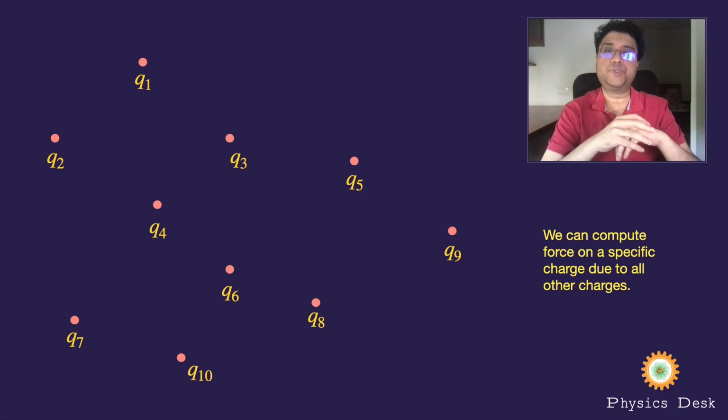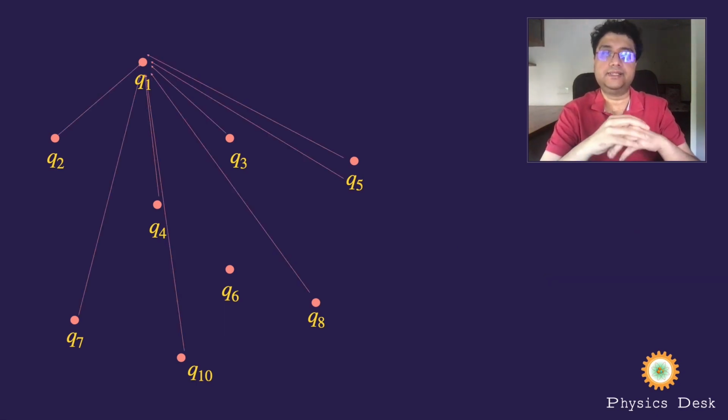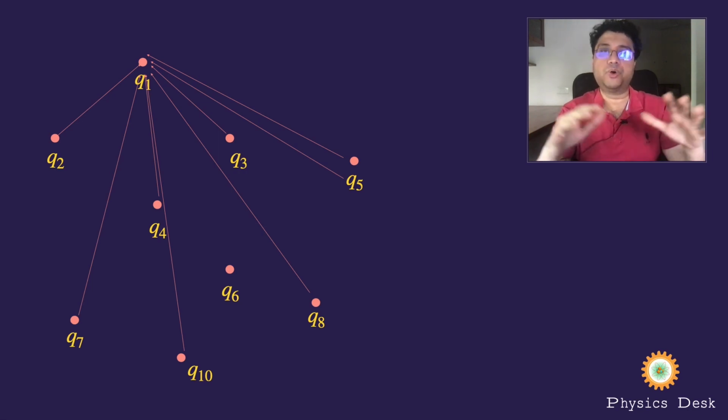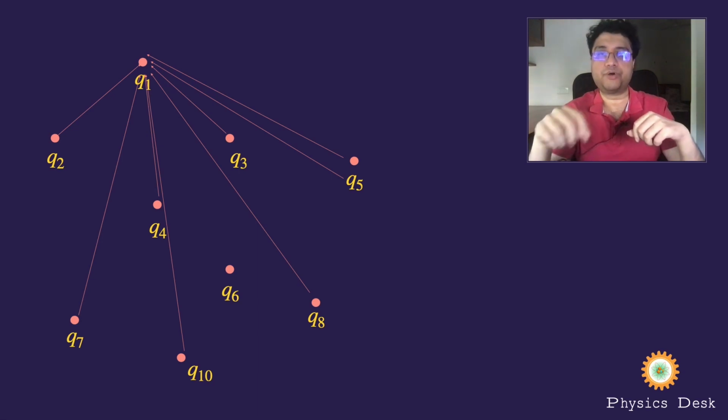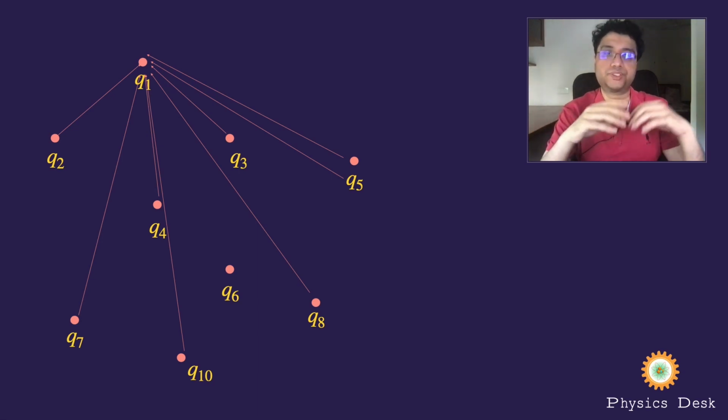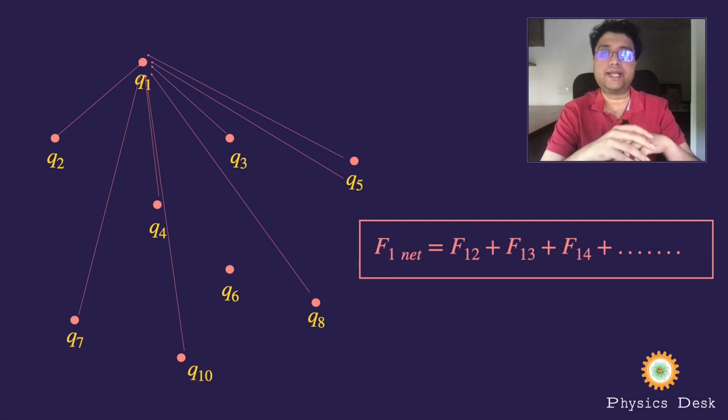This can be done using a simple principle called the superposition principle. It's a beautiful yet simple principle. The principle states that the net electrostatic force on a specific point charge due to all other point charges in the space is given by the vector sum of all the individual forces due to individual charges. That means F1 net is equal to F12 plus F13 plus F14, and so on.